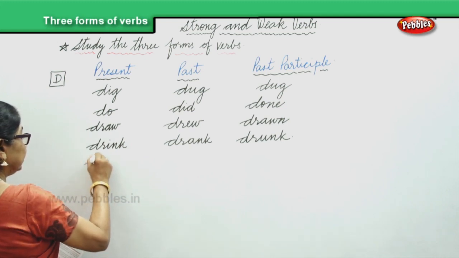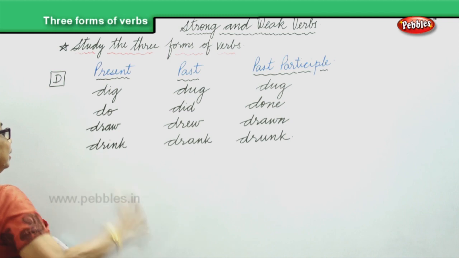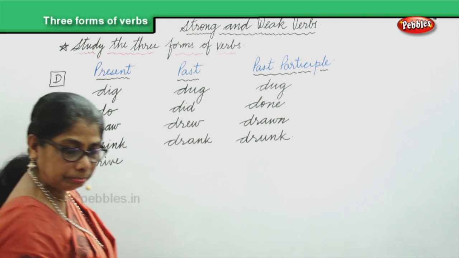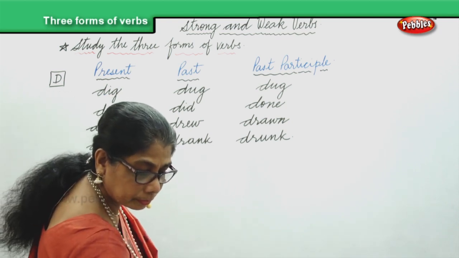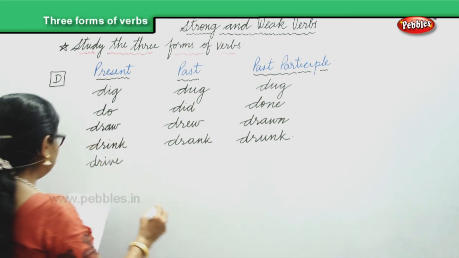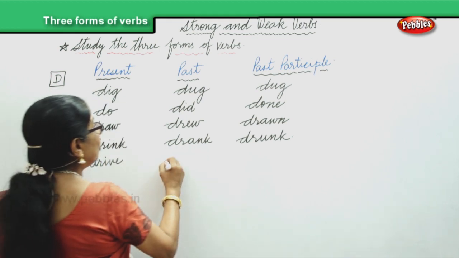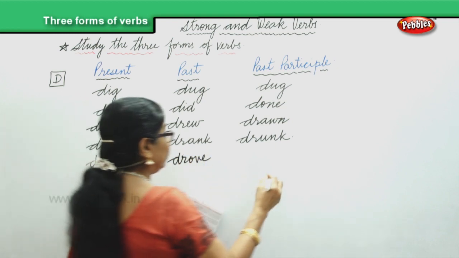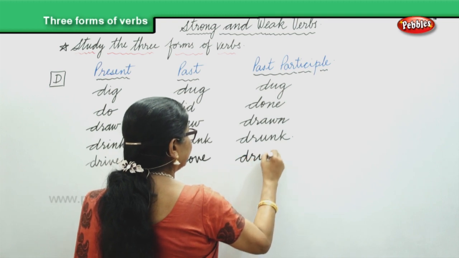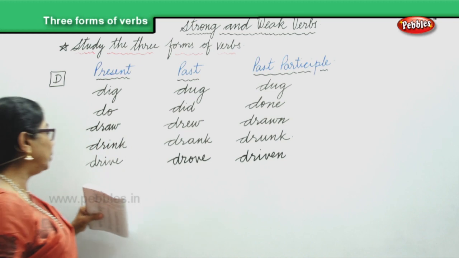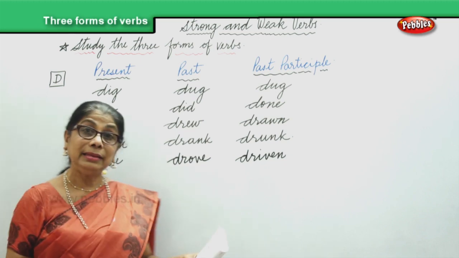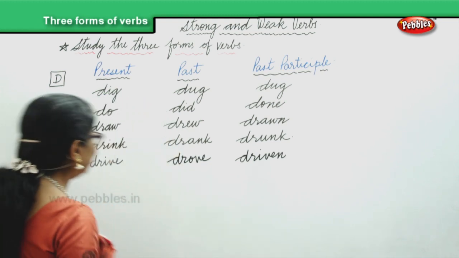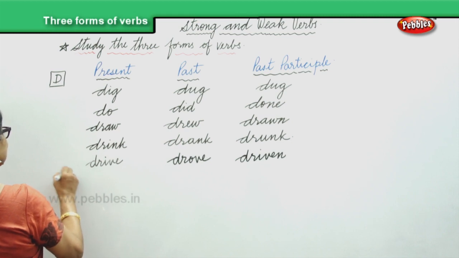Drive. When you say you are driving, you drive, drove, driven. You know, to drive the car, you drove the car. Yes, I have driven the car. Drive, drove, driven. Now we go into letter E.